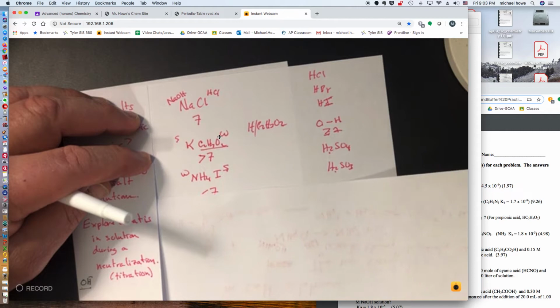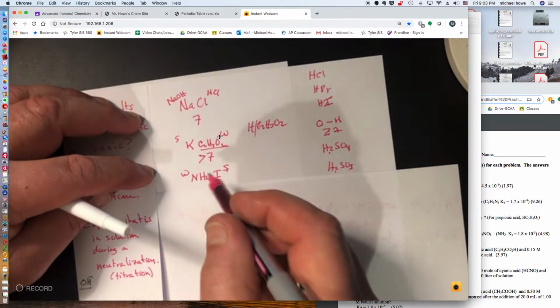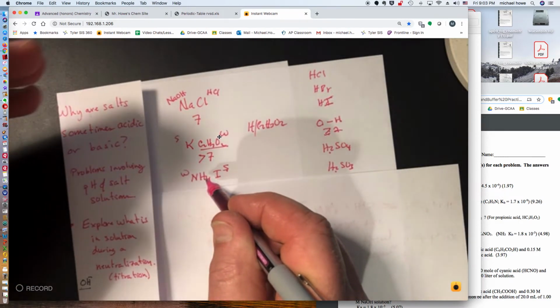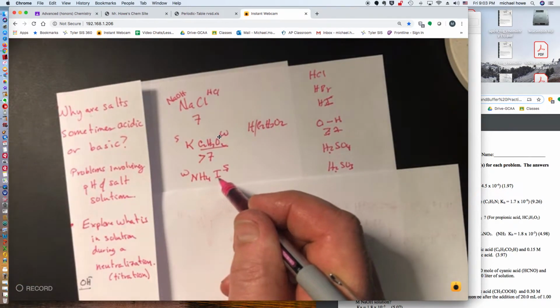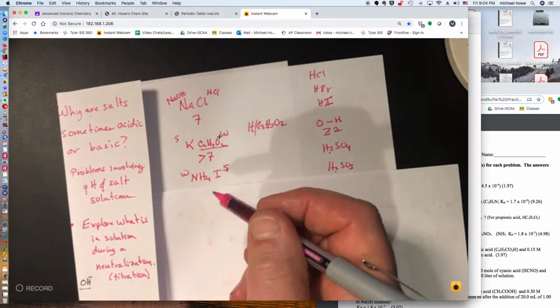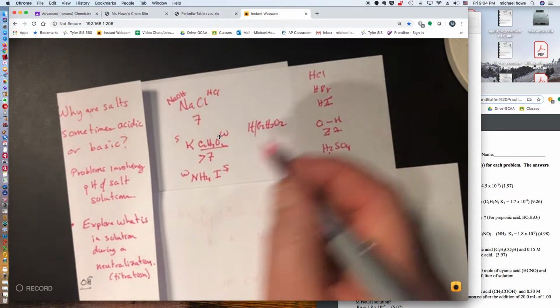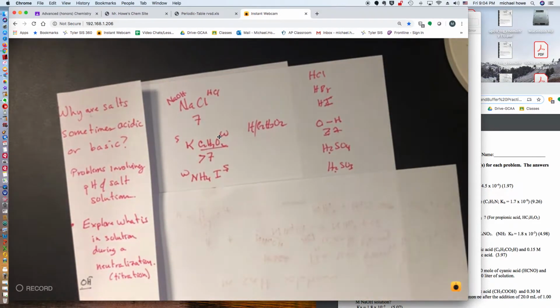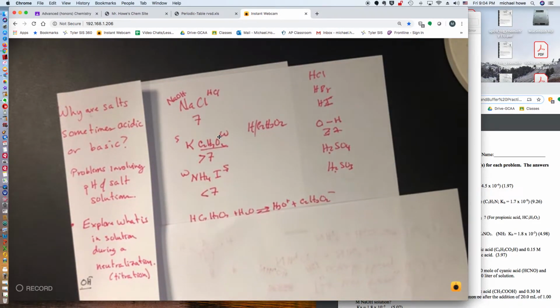If we have a salt of a weak base and a strong acid, now remember ammonium hydroxide, ammonium is not a group 1 or a group 2 element. It's actually a polyatomic ion. And iodine comes from one of the three strongs, so we've got weak and strong, so we'd expect the solution to be acidic because it came from a strong acid but a weak base. So that'd be less than 7.